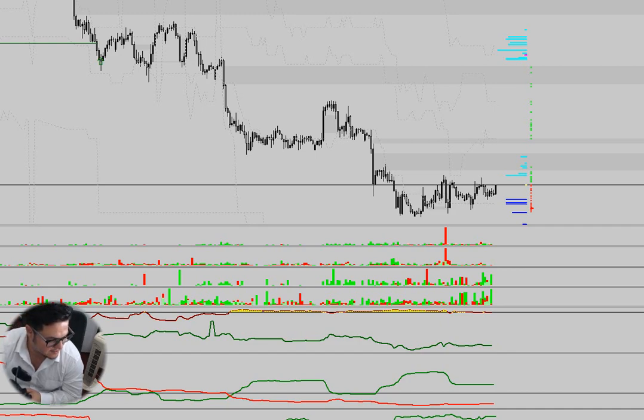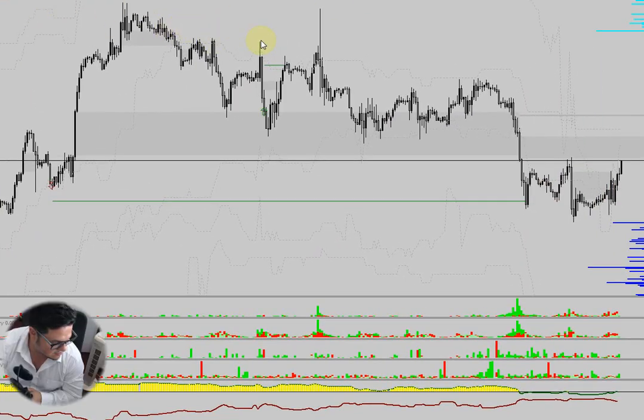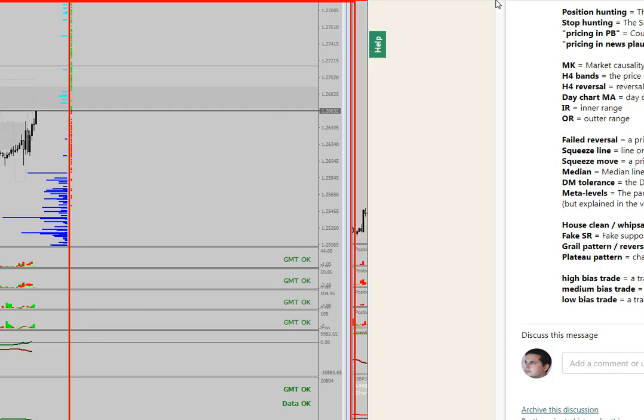Like here in cable, you see this is a bit of fake resistance. So 1, 2, 3, people think the price bounces from this area, and what happens? Boom, it gets cleared.